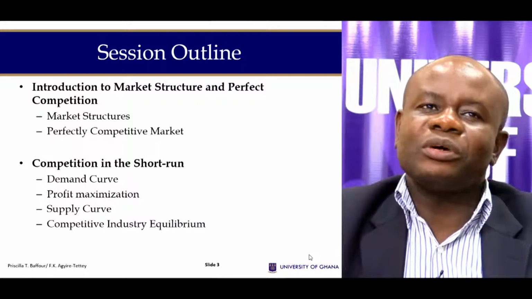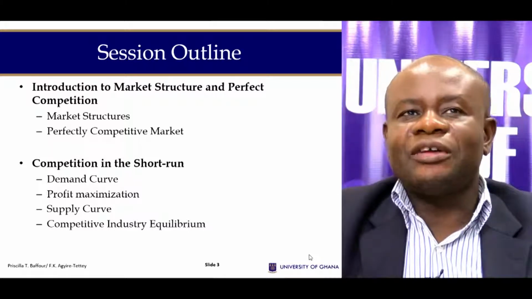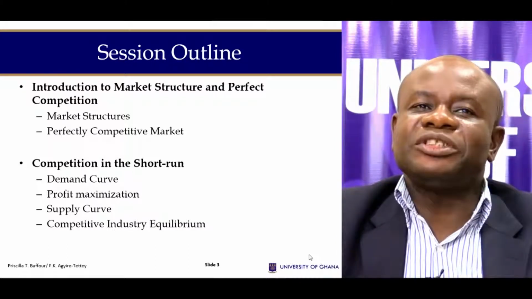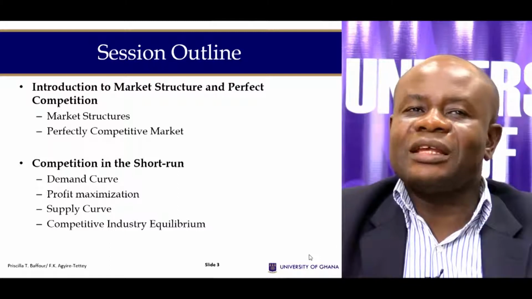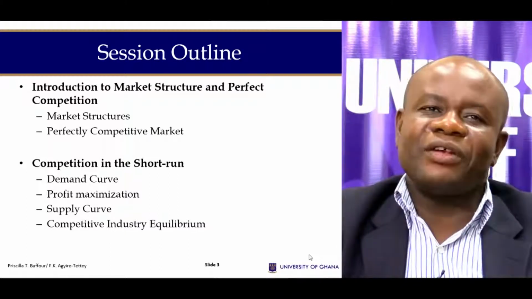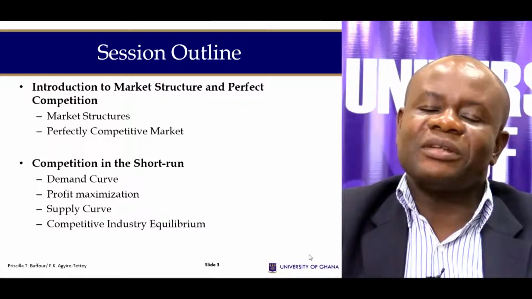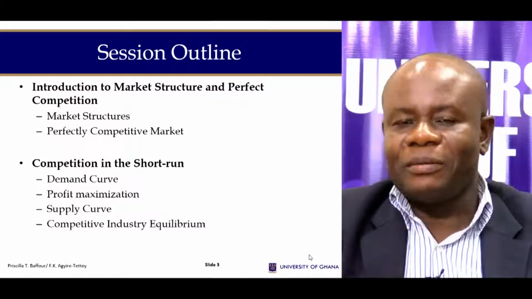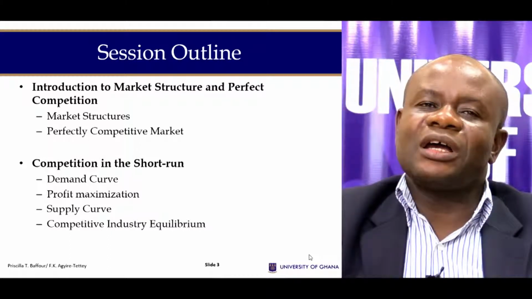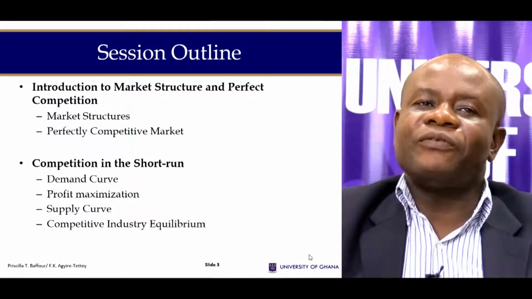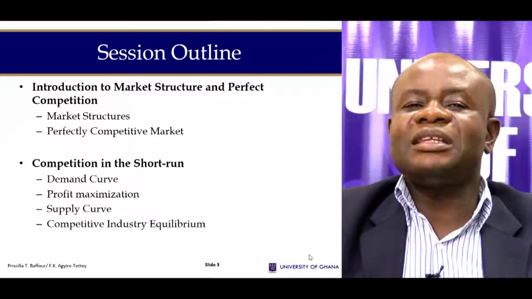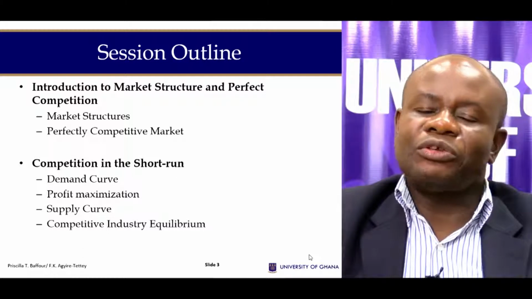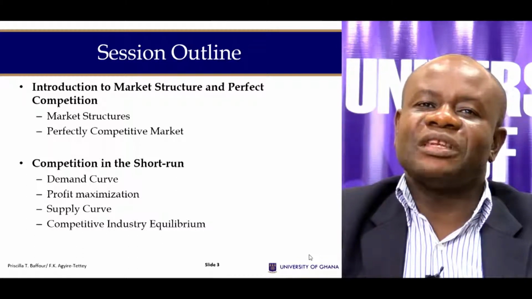And in that, we're going to look at what a market structure is and also what a perfect competitive market is. Then we will try and see competition in the short run, where we try to derive the demand curve for the perfect competitive firm and see how the perfect competitive firm maximizes profit, and also derive the supply curve for the perfect competitive firm. And in this, we're going to look at both the individual supply curve as well as the market supply curve. Then also we will try to determine the competitive industry equilibrium.